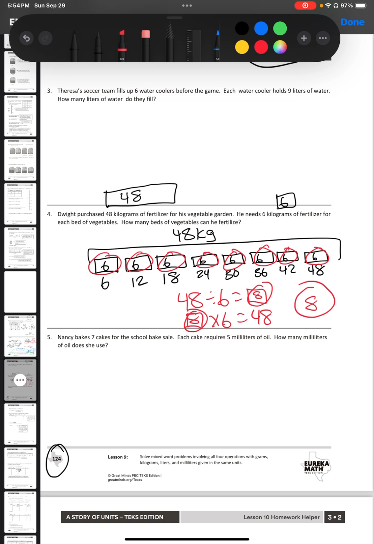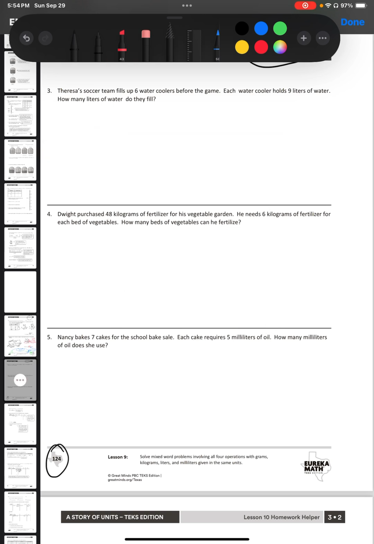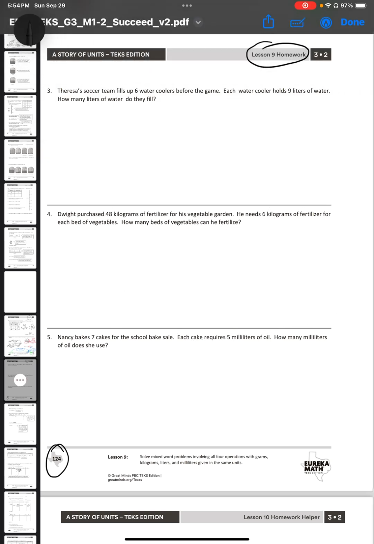And let me delete that. For the last problem, problem 5, Nancy bakes 7 cakes for the school bake sale. Each cake requires 5 milliliters of oil. How many milliliters of oil does she use? Let's once again draw a model of what we know.